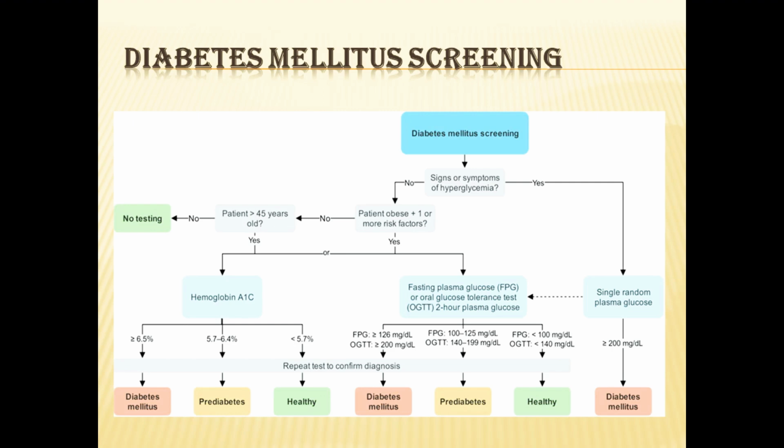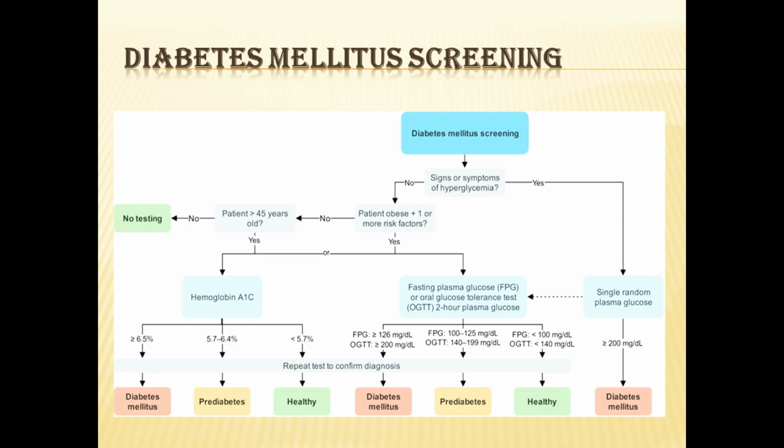for a single random plasma glucose. If the single random plasma glucose is greater than or equal to 200 mg per dl, we diagnose the patient to be diabetic. If a person comes without signs or symptoms of hyperglycemia, we check for obesity or any kind of risk factors.